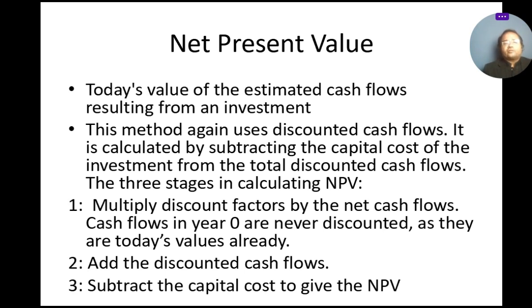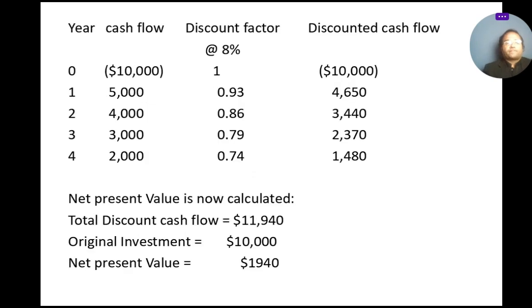Number one, multiply the discount factor by the net cash flow. Cash flows in year 0 are never discounted, as they are today's value already. Number two, add the discounted cash flows. Third, subtract the capital cost to give the NPV.